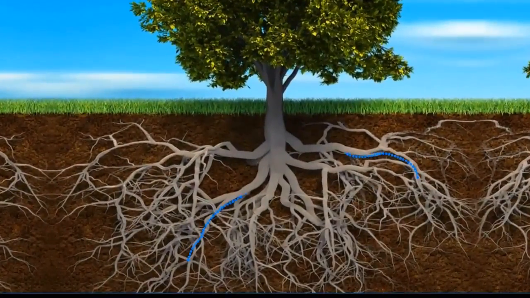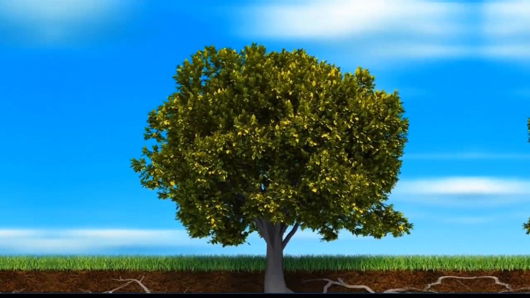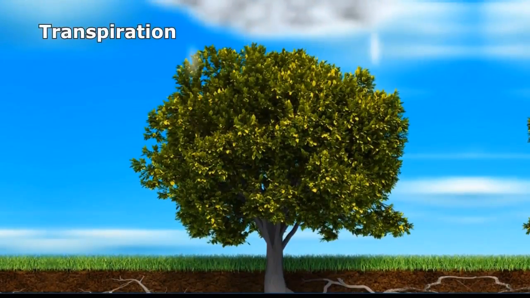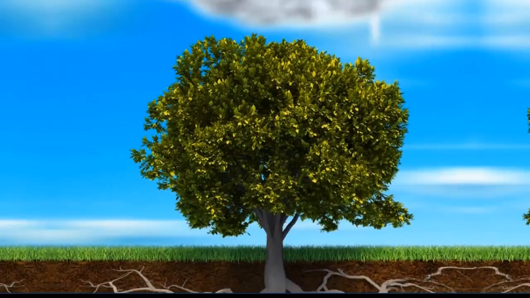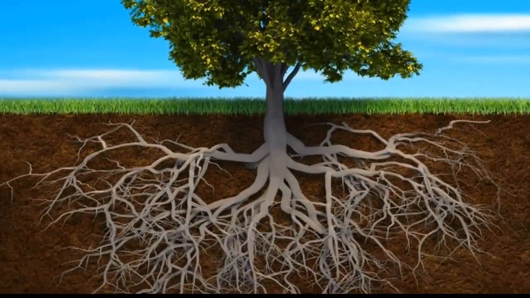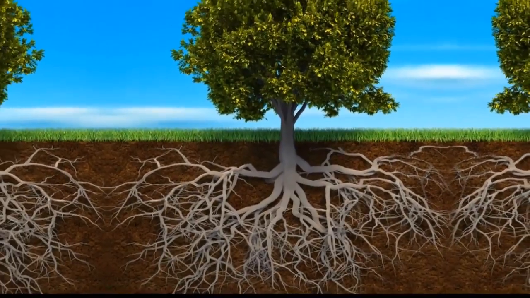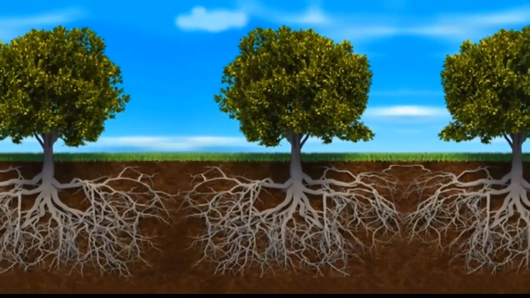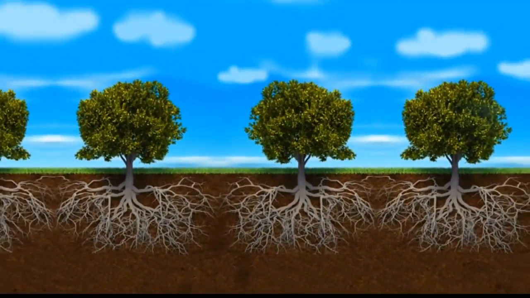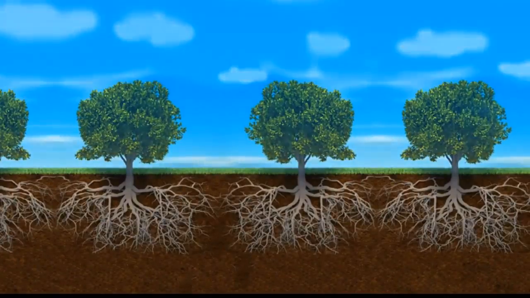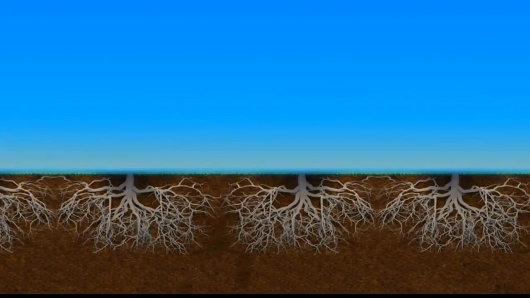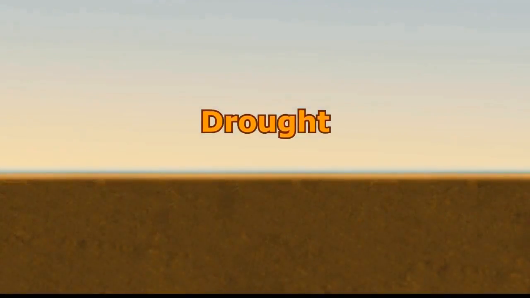Number 3. Trees draw groundwater using their roots and release water vapor into the atmosphere through a process called transpiration. If a large number of trees are destroyed, overall transpiration rate will be greatly reduced. This can make the atmosphere drier and lead to reduced rainfall.